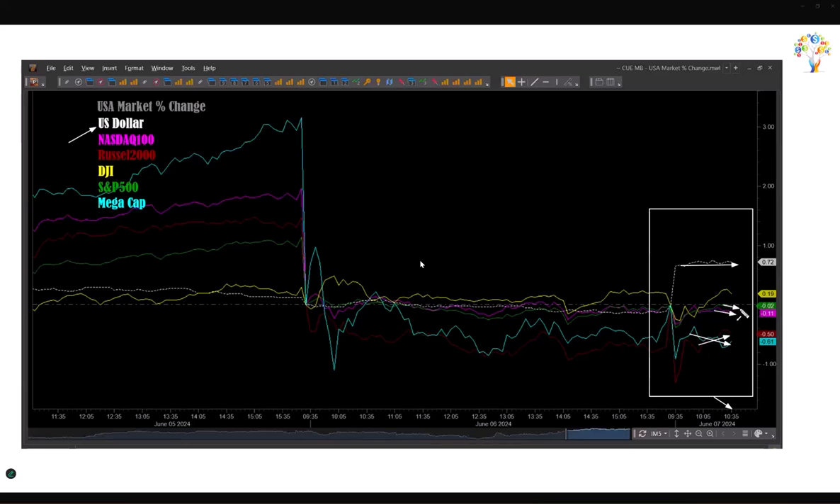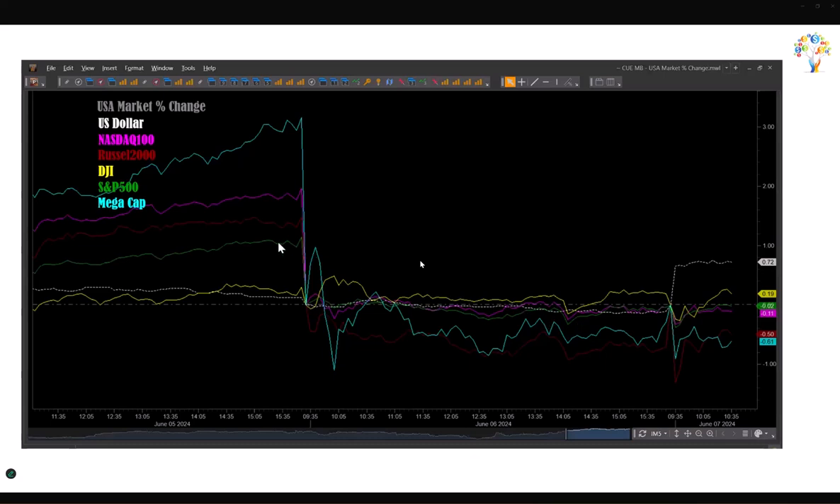QQQ, SPY were down less, DIA was up. Useful information if I'm trading futures, because if I wanted to go long, I would go long YM. If I wanted to short, I would short RTY. Useful information also for stock traders.